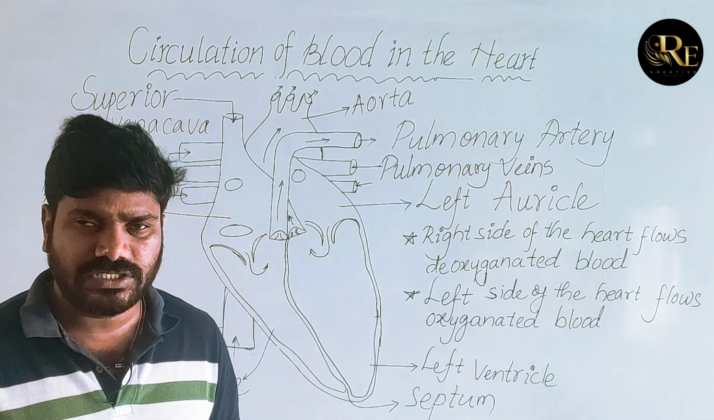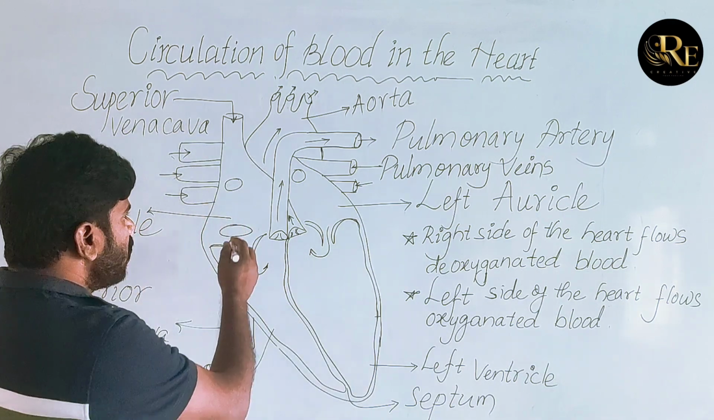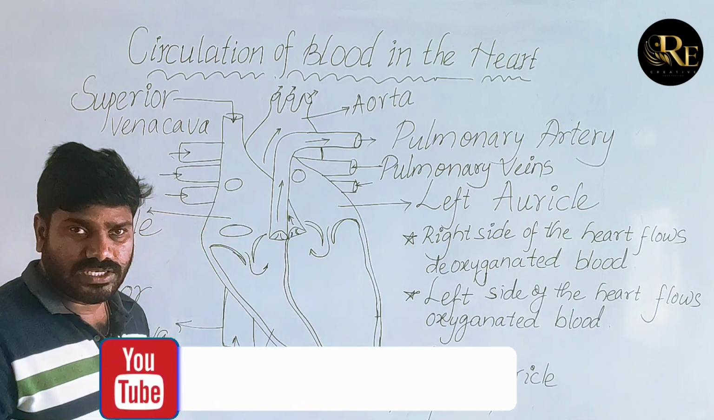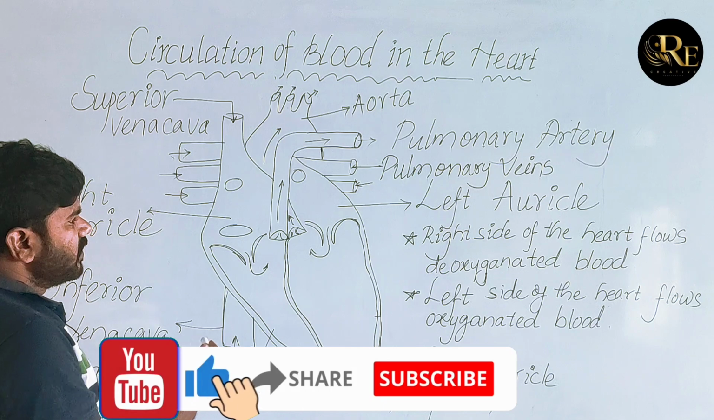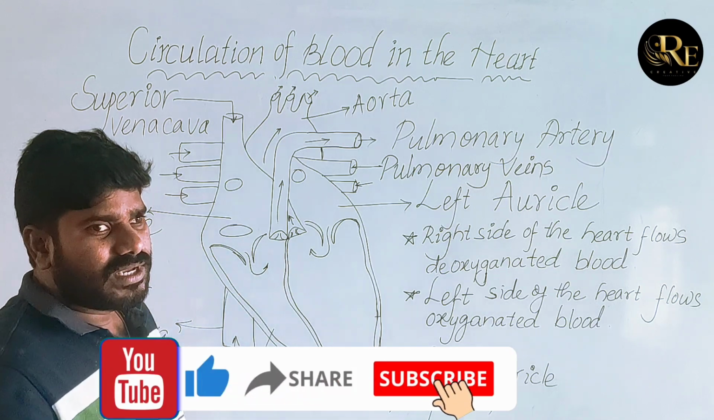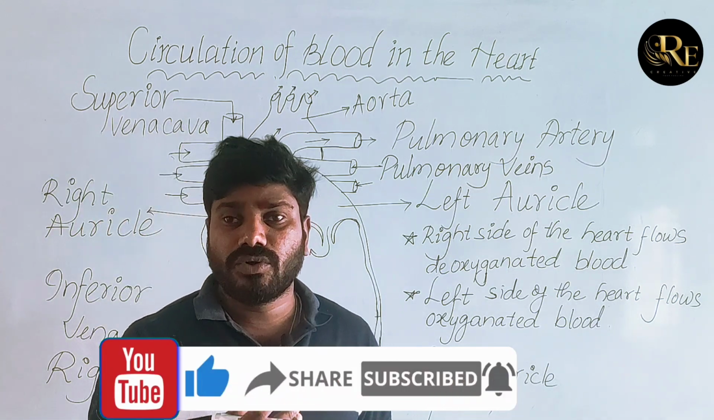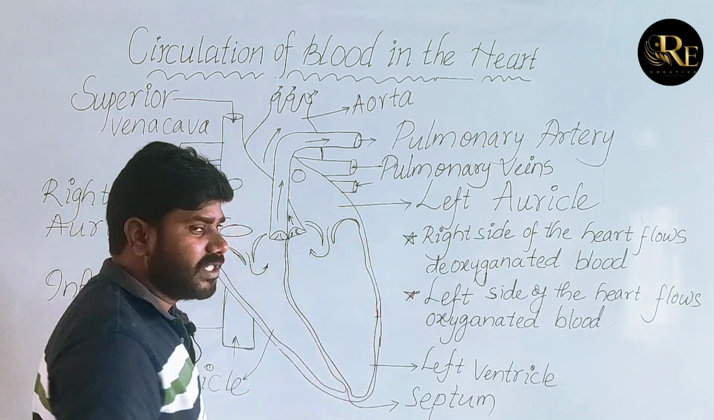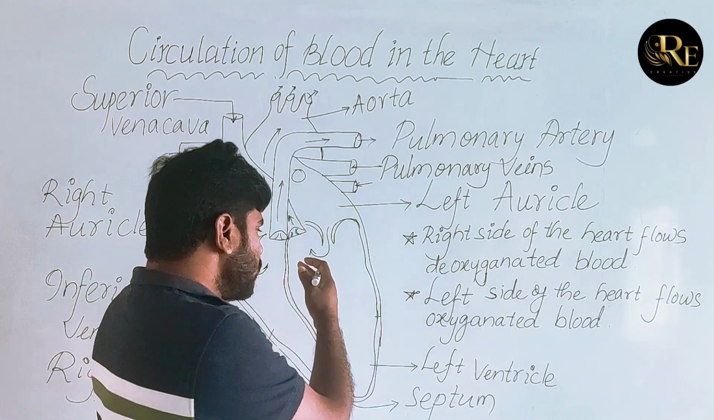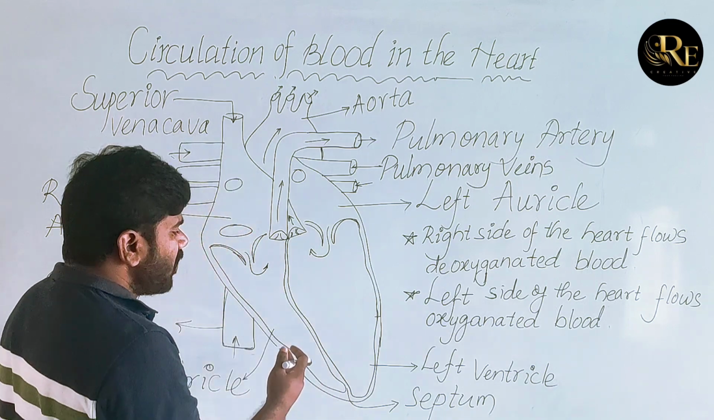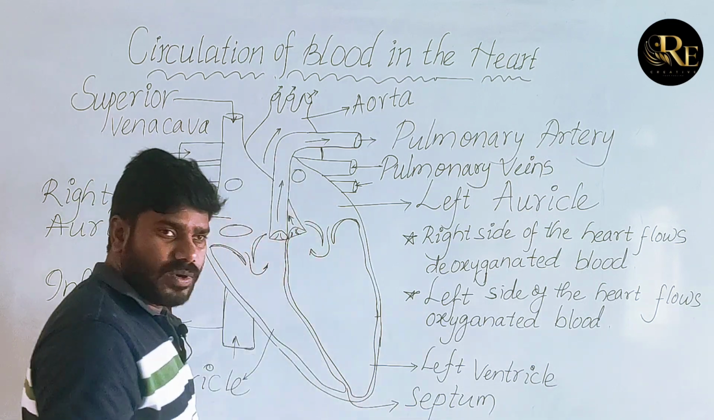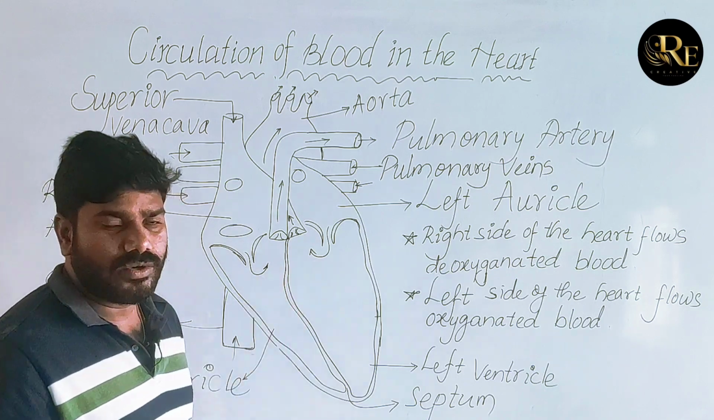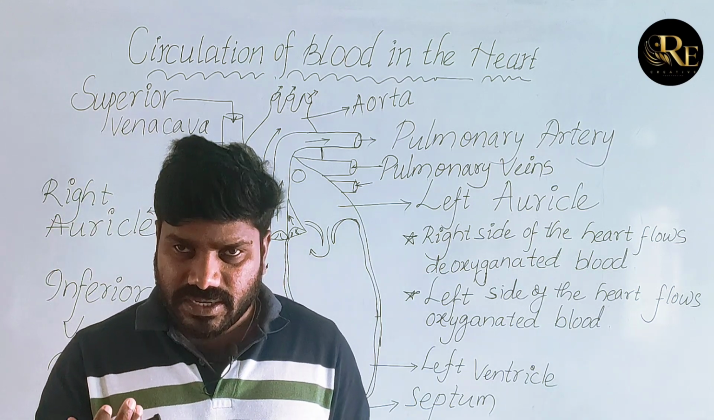Okay, the heart has 4 chambers. What are those? The upper 2 chambers are auricles and the lower 2 chambers are ventricles. The heart is also separated into 2 parts, the right side of the heart and the left side of the heart. This partition is called the septum. By the septum the heart is divided into 2 parts, left and right.